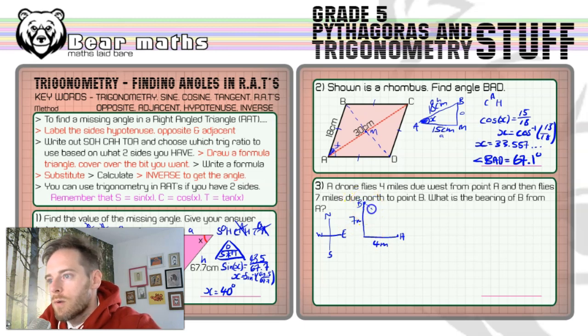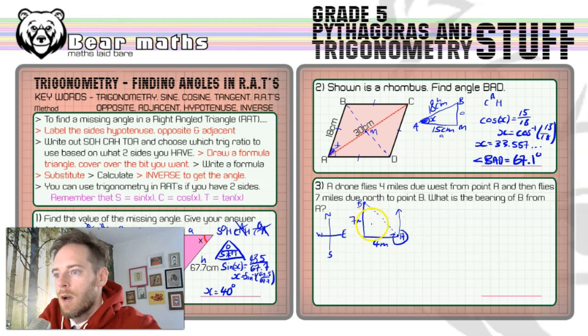What we want to do is work out what the bearing is, which is the measure of a turn, the angle of B from A. So we're going from A, so we draw a north line from A. We want to know how to get there. That's the angle that we want to find. And what we've actually drawn here is a right angled triangle by joining B and A together. There's our right angle there.